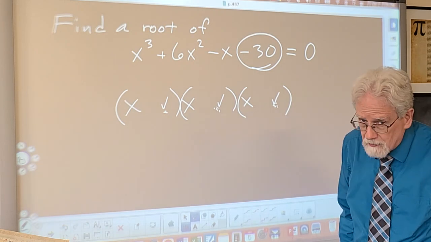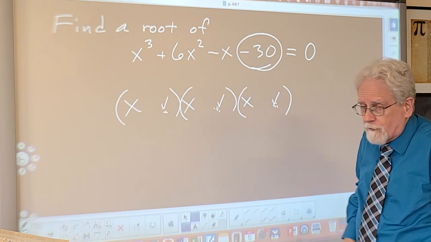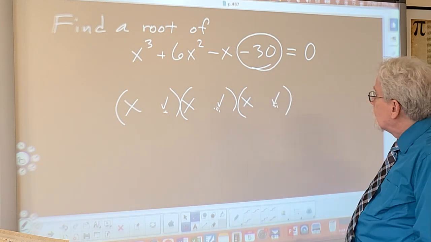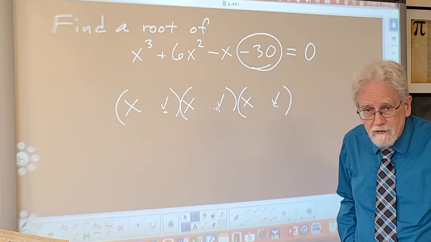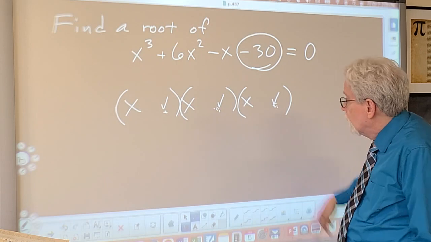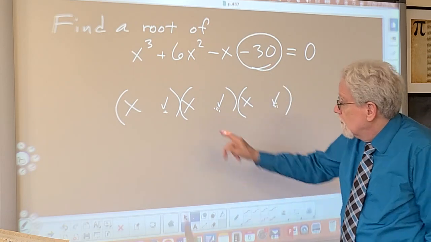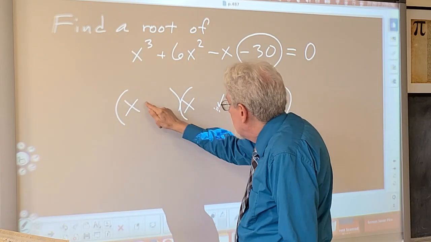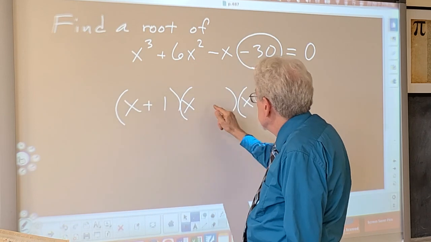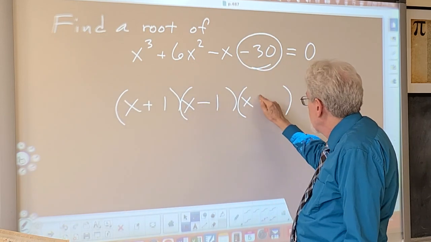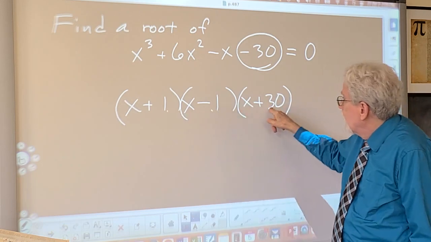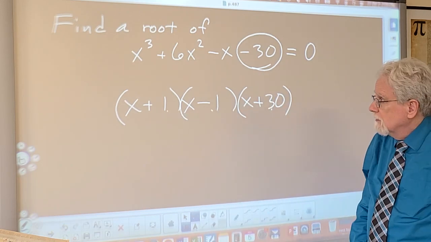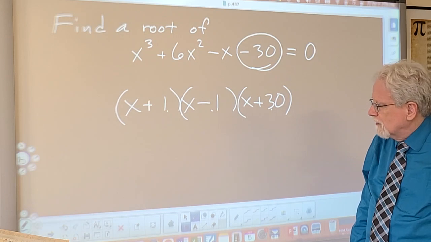Could be a 10. 10 is a factor of 30. What else? There's only one more. Well, there are 2 more. It could be a 15. Or the last one, it could be a 30. It could even be, for all we know, plus 1, minus 1, and plus 30. Would that work? Yeah, those guys multiply to give 30, that could work. So how do we find out what it is?